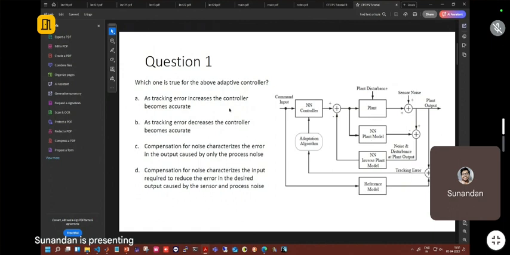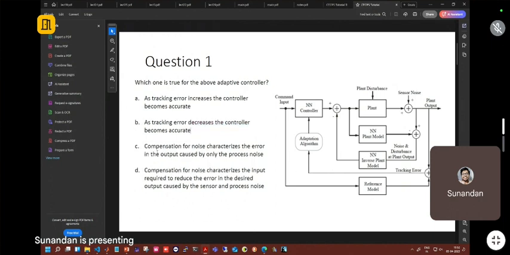Now in this framework, what is true among these options? Let's find out. As tracking error increases, the controller becomes accurate. This is obviously wrong, because we are supposed to reduce the tracking error, right? So, as tracking error decreases, the controller becomes accurate. This should be right, because our goal is to reduce the tracking error. Our goal is to reach the reference model.